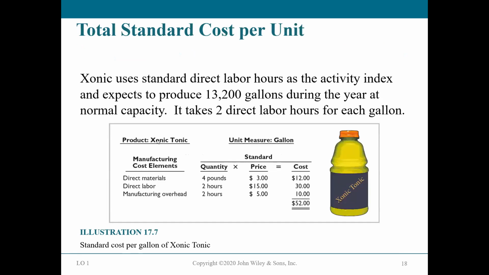So a little example then, put it all together. If it takes 2 direct labor hours for each gallon, we're making 13.2 over the year. We have direct materials: 4 pounds at a standard price of $3 is 12. With direct labor, 2 hours at a standard price of 15. So this is pulling all the slides that we've covered so far today. And then we have manufacturing at 2 hours at 5. So our standard cost per gallon of this exotic tonic is $52. That's our standard cost. I don't know what this is, but $52 a gallon.